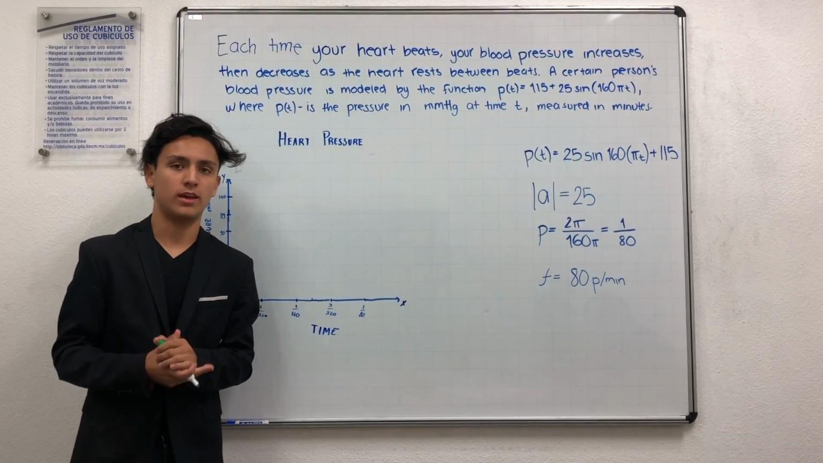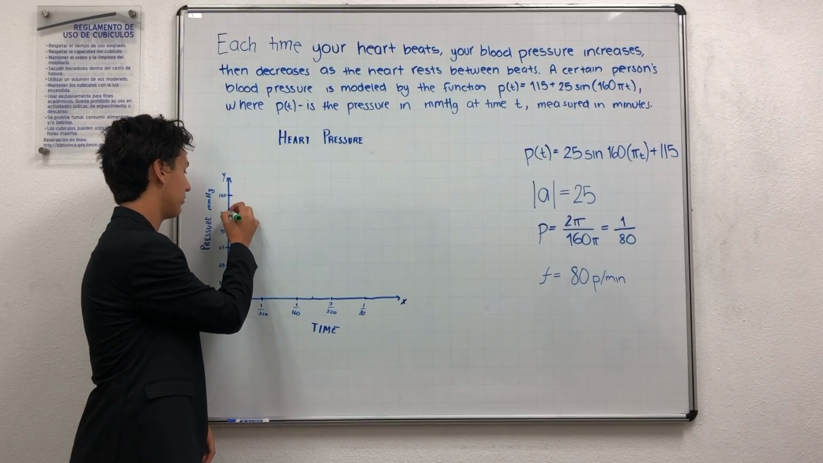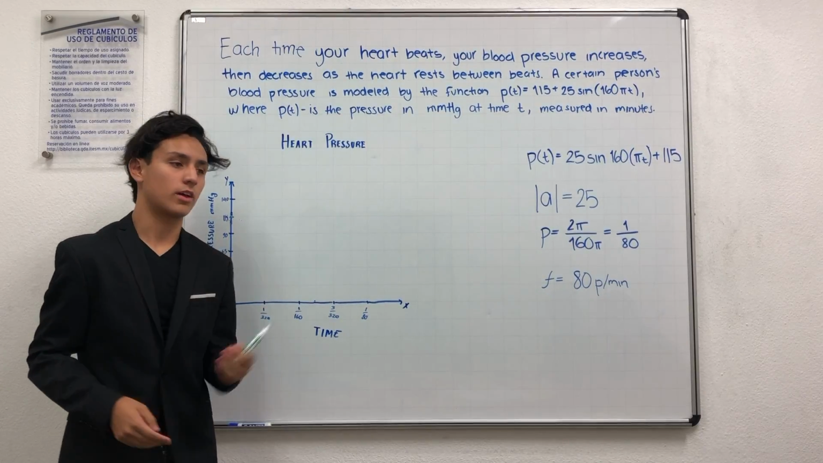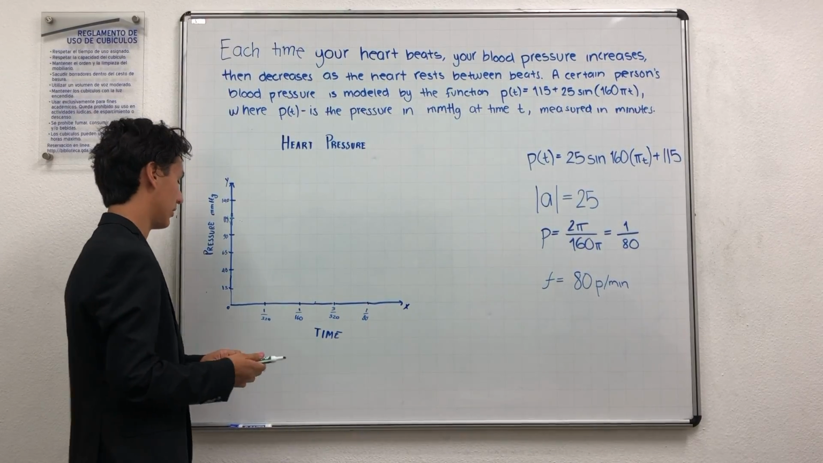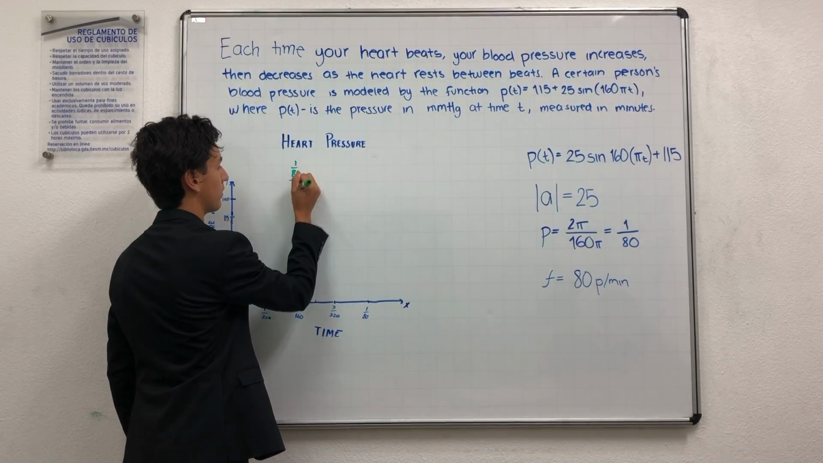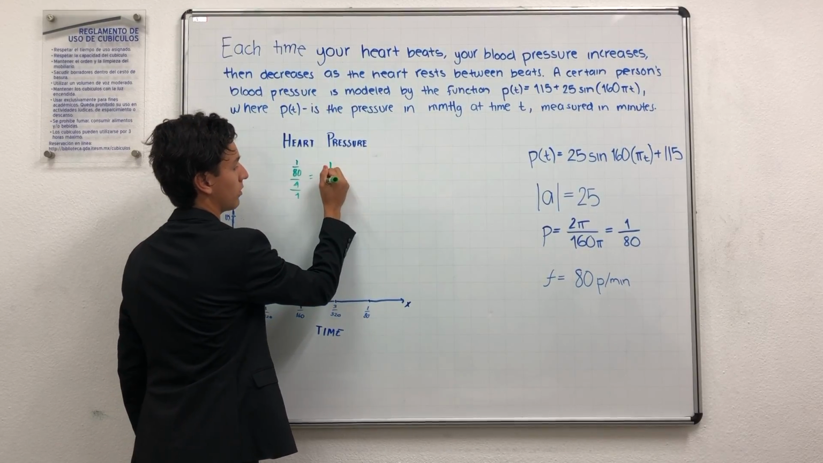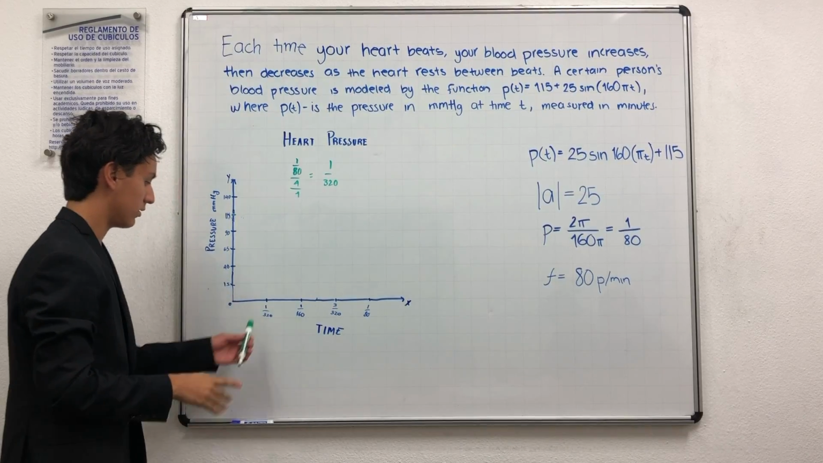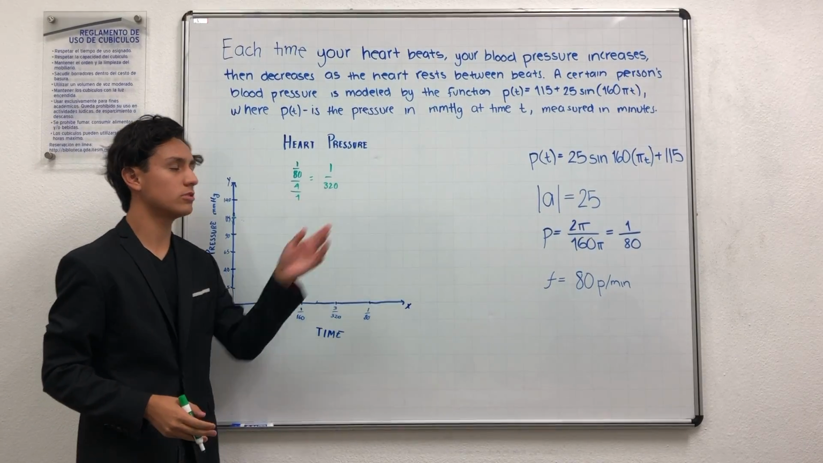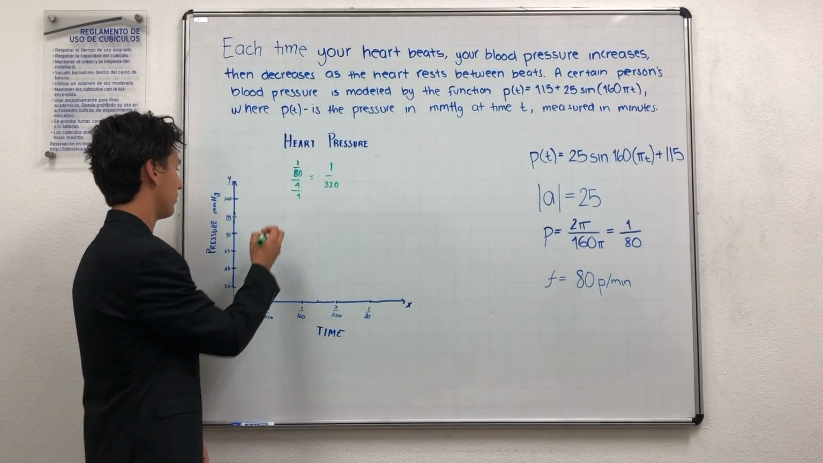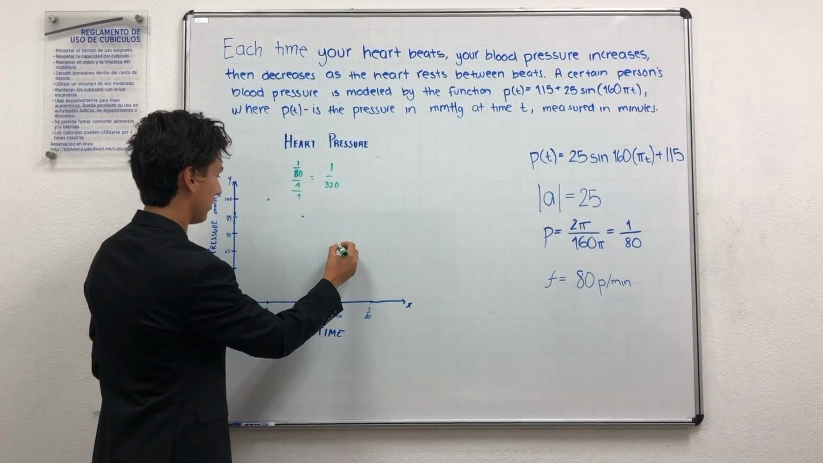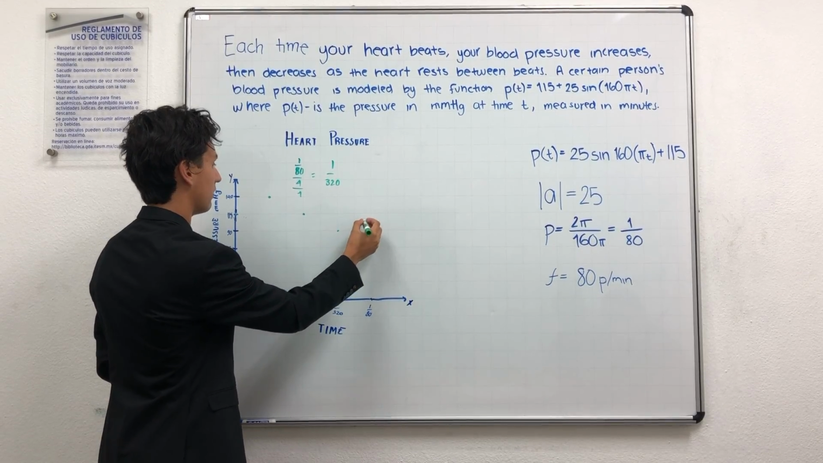With the formula, we know that the starting point on the y-axis will be 115. Being a sine graph, we need to know four points to find the highest and lowest points of the graph. So as we need four points, we divide our period by 4, resulting in 1 over 320. Due to this, we have these numbers on the part below. After this, we know that our amplitude is 25. So it will rise 25 on the first point, then decrease 25, then decrease another 25, and then rise 25.